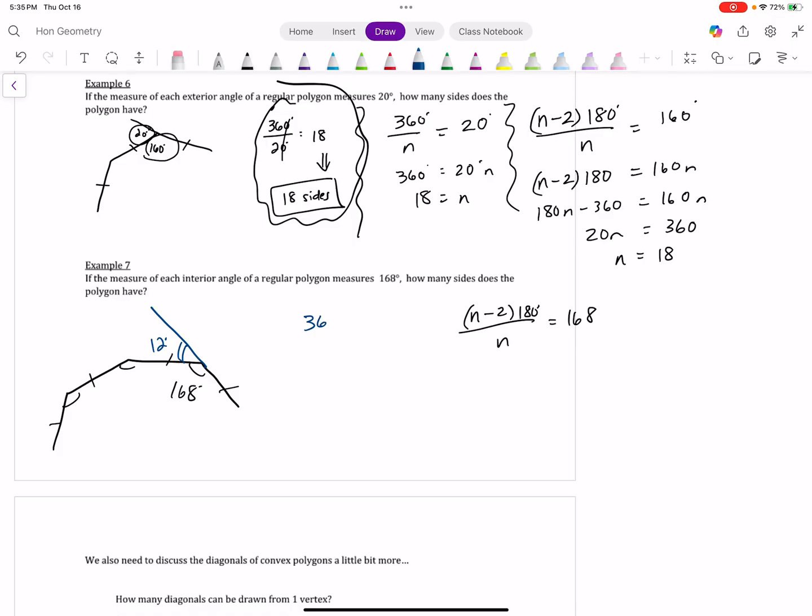I know there's 360 degrees. I'm dividing it up 12 degrees at a time. That means there's 30 sides. This is the math team way to do it. We don't waste a bunch of time doing a bunch of stuff that we don't need to do.